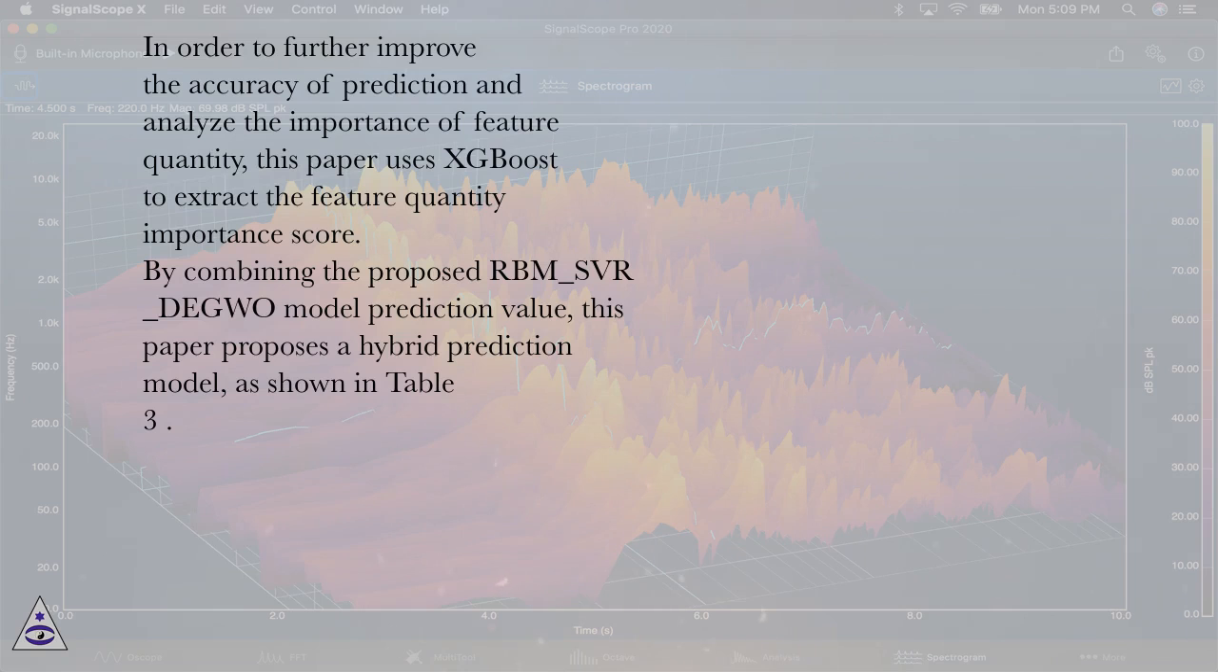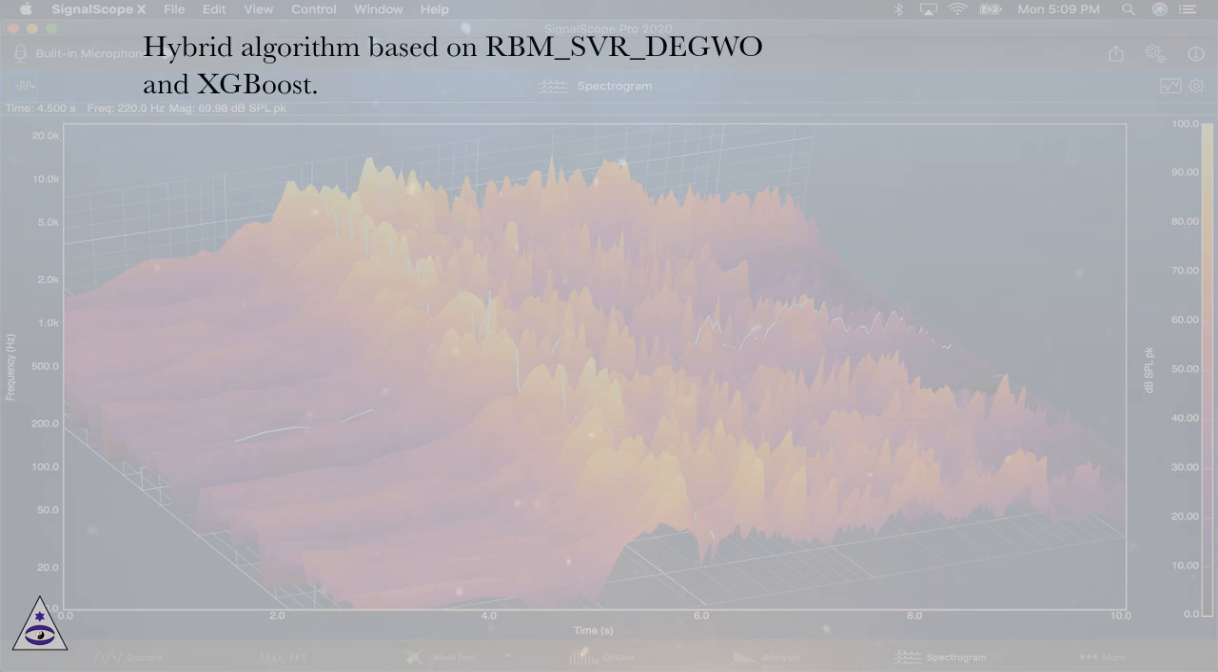By combining the proposed RBM_SVR_DGO model prediction value, this paper proposes a hybrid prediction model, as shown in Table 3. Hybrid algorithm based on RBM_SVR_DGO and XGBoost.